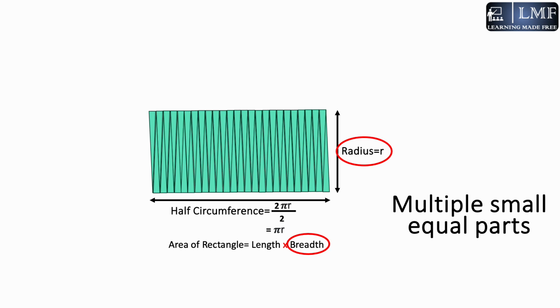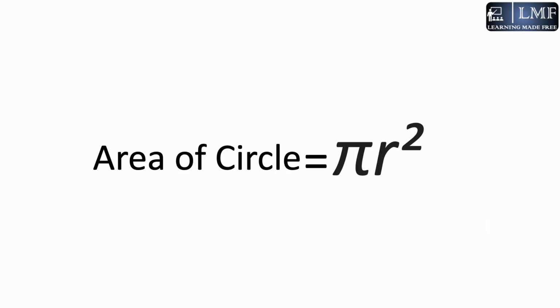Now calculating the area of this rectangle, it comes to be pi r into r, giving us a value of pi r square. Now you know how to calculate the area of a circle. So the area of a circle is equal to pi r square. Be it any size of the circle, any radius, any diameter, the area of a circle would always remain constant as pi r square.